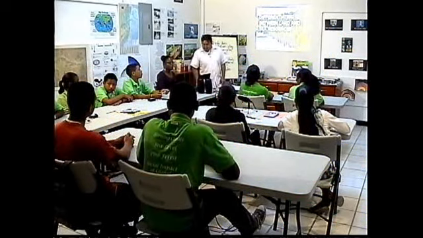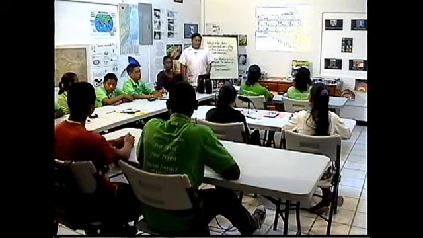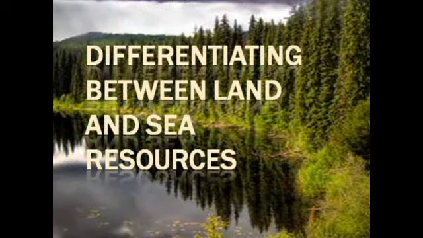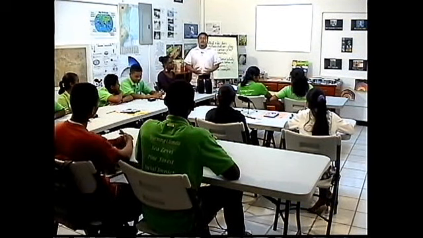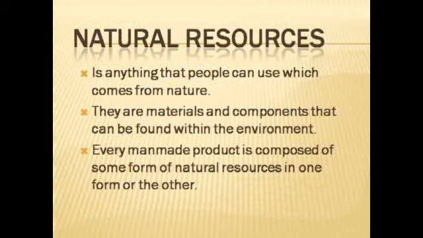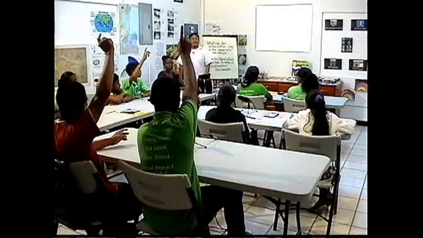Okay, good afternoon, class. Today we continue on with our lessons, and today we'll be looking at differentiating between land and sea resources. I'm going to give you the definition, and I want you to find the word that it defines. It says: anything that people can use which comes from nature. Anything that people can use which comes from nature. You hear me?